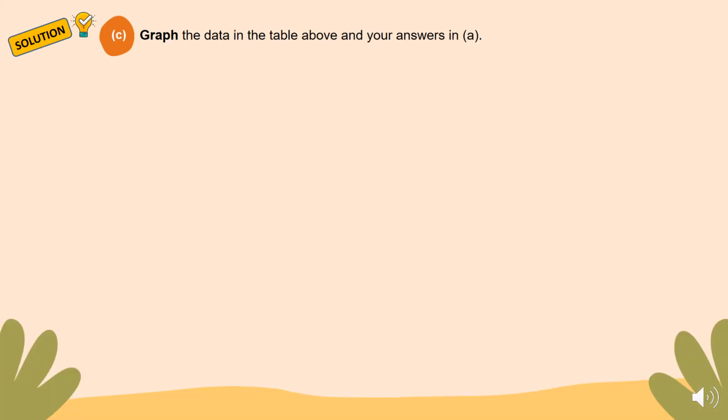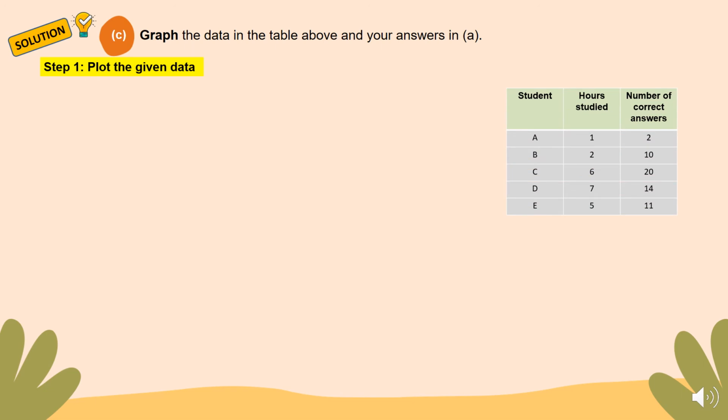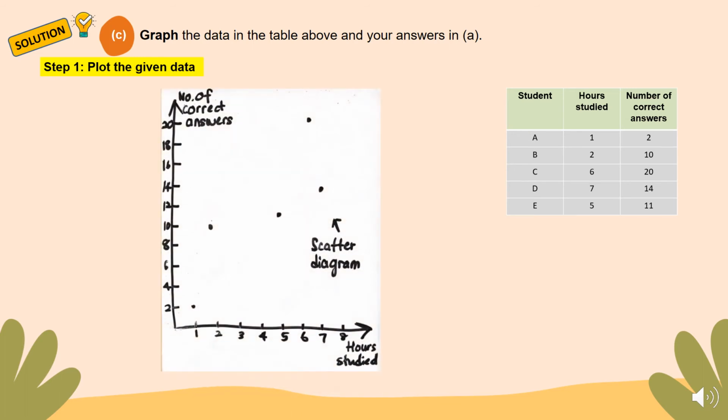The third question asks us to graph the data and also the answers in A. What we have to do is plot the given data. There are 5 points that we need to plot on the graph, on the two-axis graph. We know that the number of hours studied is x and the number of correct answers is y, so we assign those variables accordingly. Then these are the 5 points that we plot on the graph. This is what we call a scatter diagram. It consists of many points scattered throughout the graph, remember? So that solves the first step.